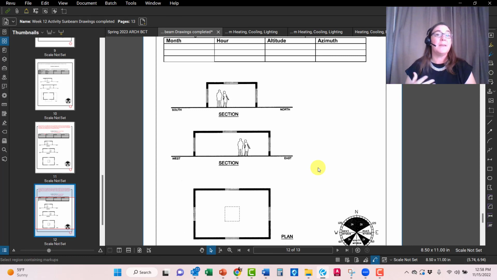Once you've done that, now you can cast your sunbeams again. Sorry, let me say that again. We should see the summer sunbeams being blocked and hopefully the winter sunbeams being let through.